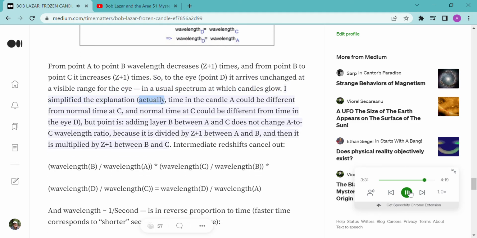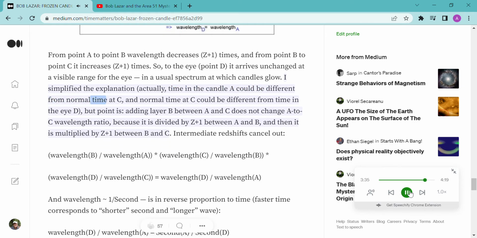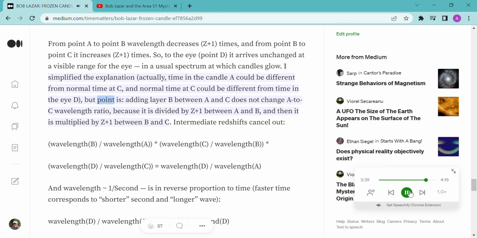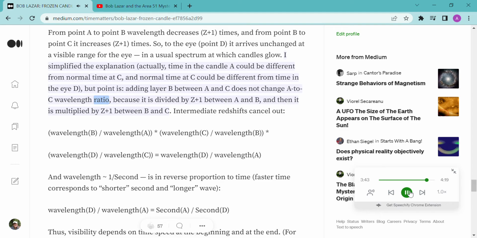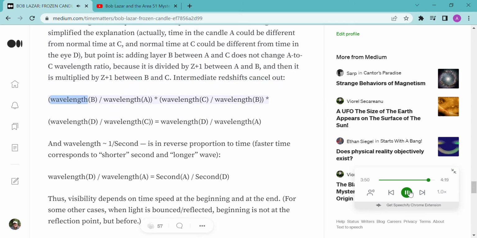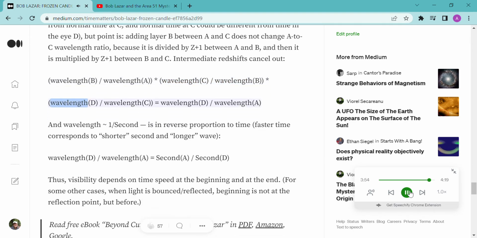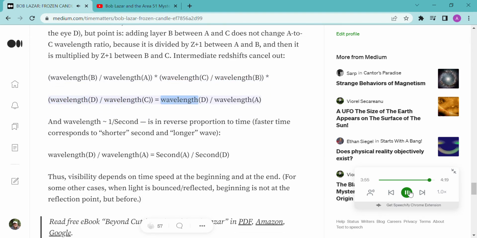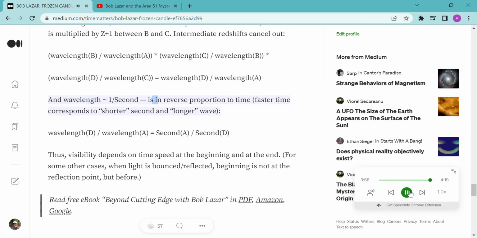Actually, time in the candle A could be different from normal time at C, and normal time at C could be different from time in the eye D, but the point is, adding layer B between A and C does not change the A to C wavelength ratio, because it is divided by Z plus 1 between A and B, and then it is multiplied by Z plus 1 between B and C. The intermediate redshifts cancel out. Wavelength B over wavelength A times wavelength C over wavelength B equals wavelength C over wavelength A, and wavelength, 1/second, is in reverse proportion to time.